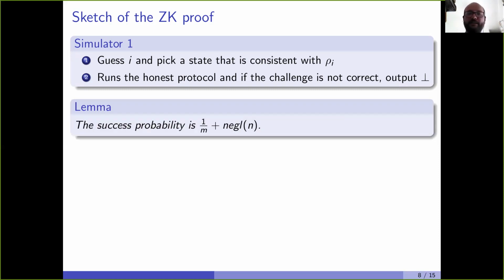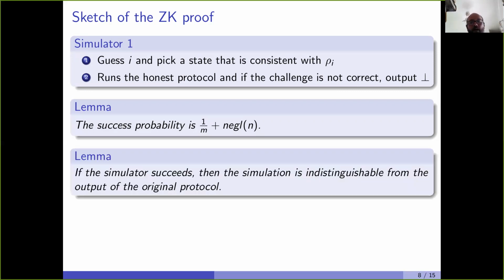It is not hard to see that since the simulator picks I uniformly at random, it will guess correctly the challenge sent by the verifier with probability roughly 1/n, because even if the verifier was cheating and not picking a uniformly random I, the simulator would guess with this probability because the simulator is picking at random. And what we can also show is that whenever the simulator succeeds, and by succeeding it guesses correctly the same I that was challenged by the verifier, then the output of the simulator is exactly the same as the output of the malicious verifier.